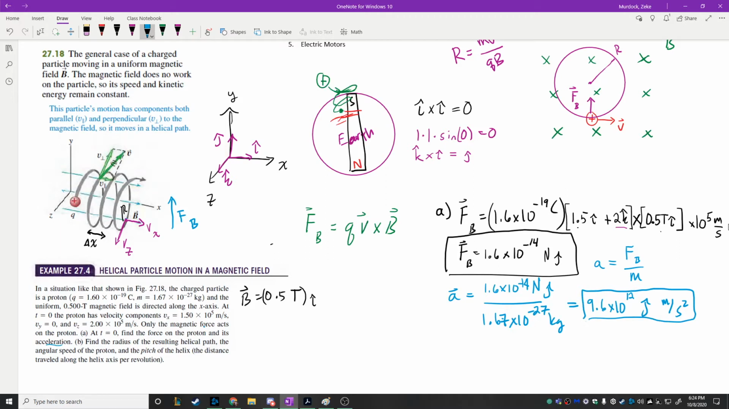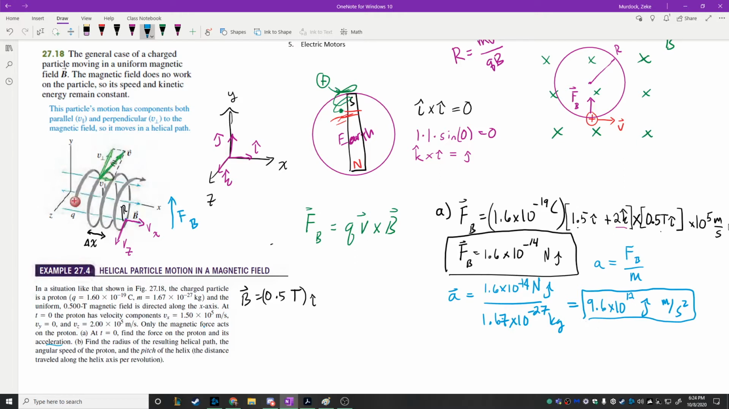Okay. So it's a centripetal acceleration, though. So this acceleration is actually not going to change the speed of the particle at all. The speed of the particle will end up being, well, constant in this case. The speed will always be the same because the magnetic field can't actually do work to increase the speed of the particle.